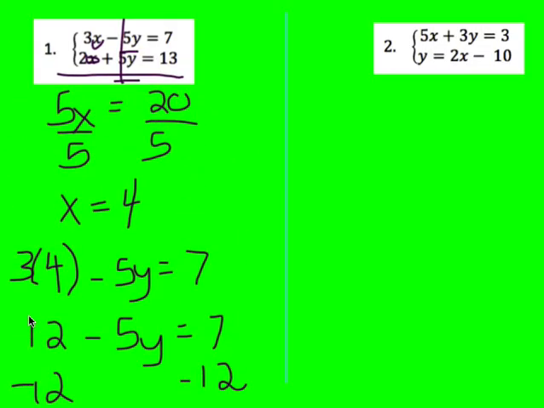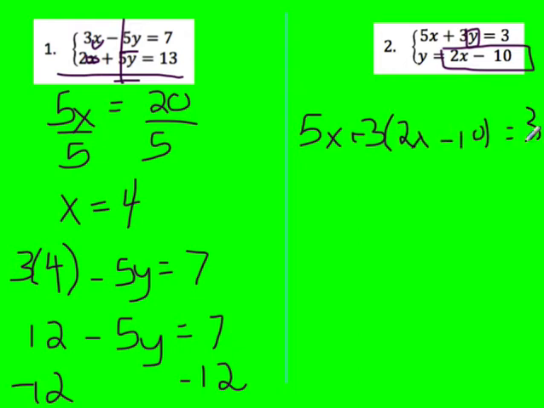So it's already solved for y. So y is equal to 2x minus 10. So I'm going to plug that in for y in the first equation. This one is very easy to use substitution because it's already solved for y. So that's what I'm going to do. I'm going to substitute out the y in the first equation with the 2x minus 10. So I'm taking the y out and putting 2x minus 10 in its place, and that is equal to 3.